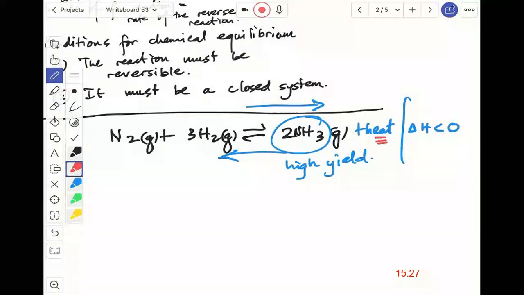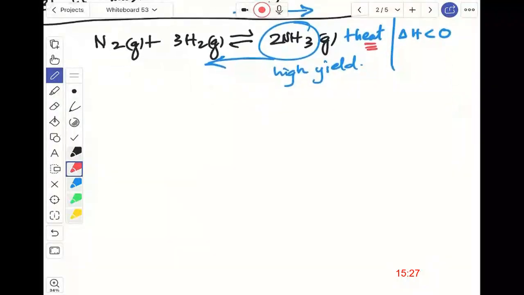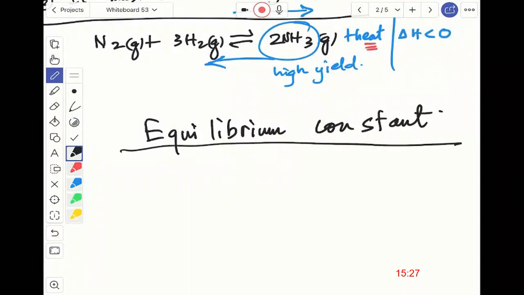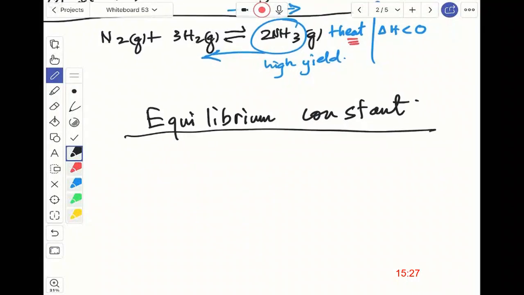So, in order to help me do that job, we as chemists have calculated different equilibrium constant values. Equilibrium constant. And that's what we want to talk about, the equilibrium constant. So what is the equilibrium constant? How is it going to help the chemical engineer on site?